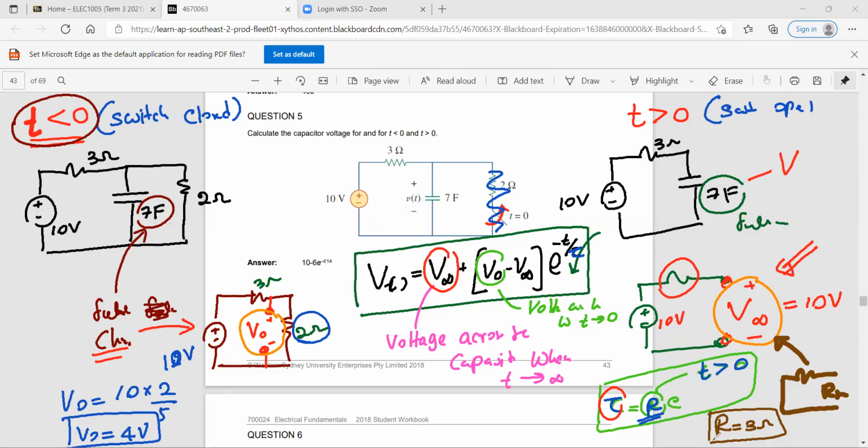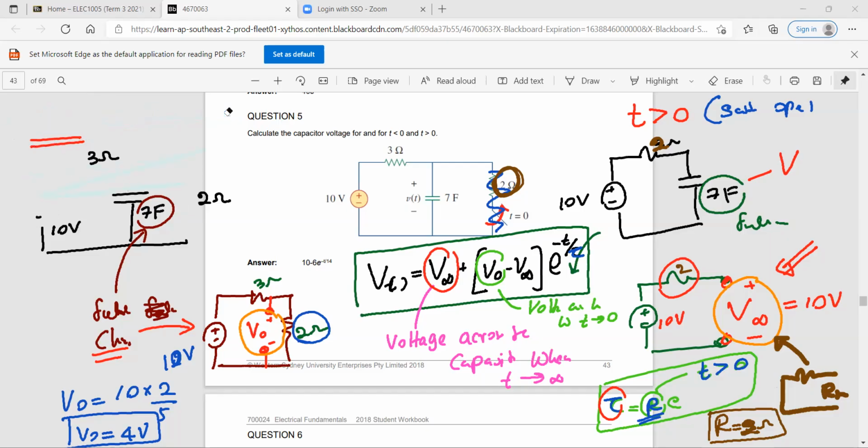Okay, now let's put the numbers and see what we get. So R is, sorry, it's not 3, it's 2, isn't it? Sorry, guys, this is 2. When I wrote it, I wrote it as 3. That's my bad. So resistance is 2. V naught is 4. V infinity is 10. Just substitute in the equation and see what you get.